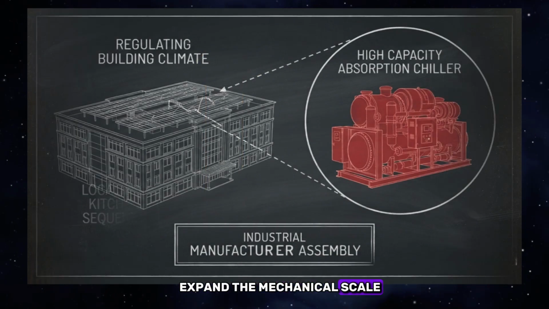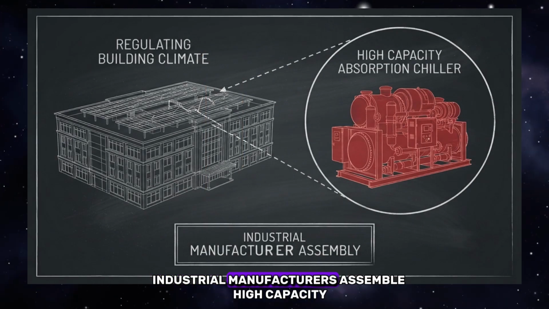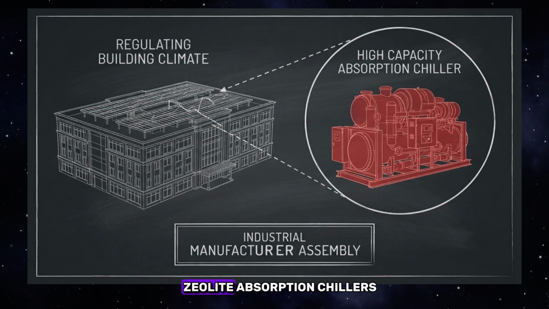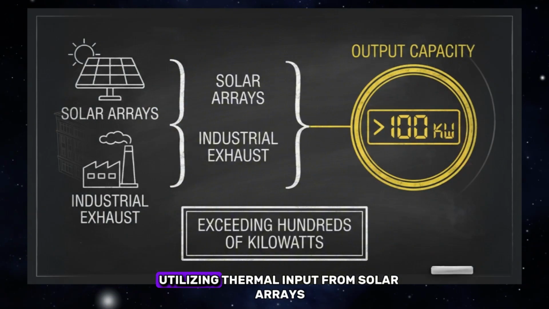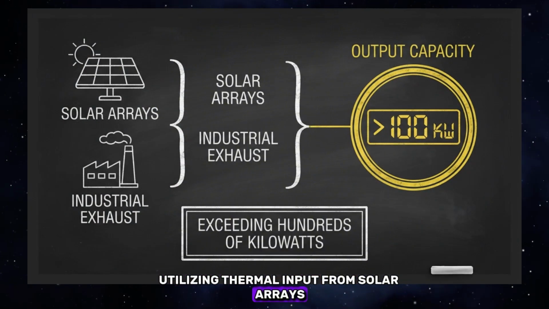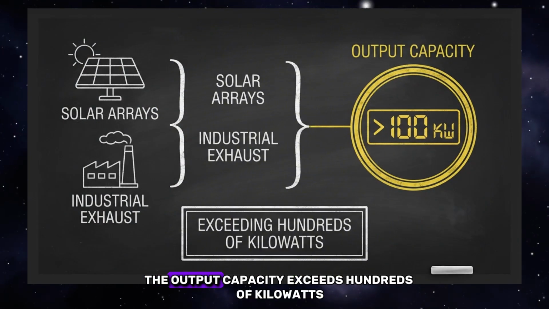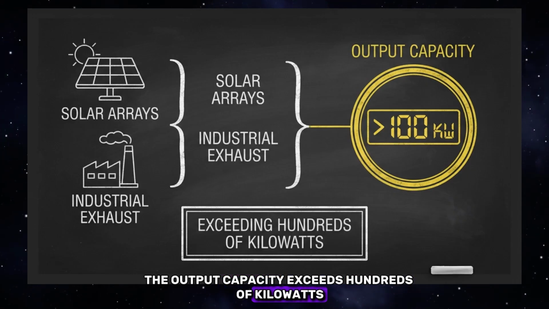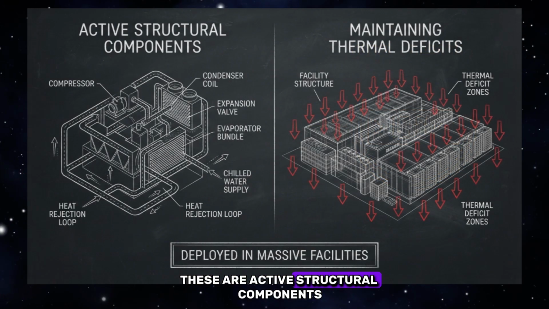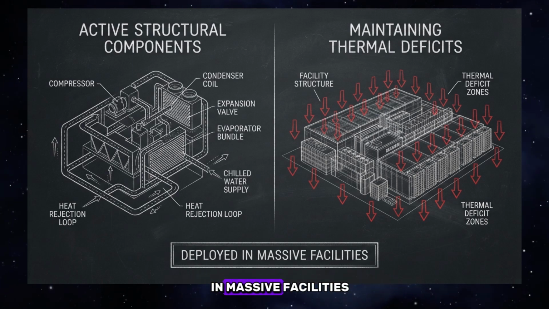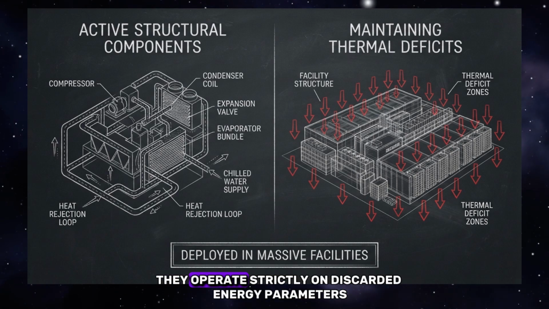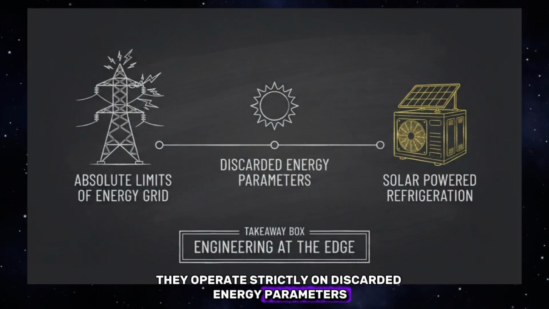Expand the mechanical scale. Industrial manufacturers assemble high-capacity zeolite adsorption chillers. The systems regulate building climate utilizing thermal input from solar arrays or industrial exhaust. The output capacity exceeds hundreds of kilowatts. These are active structural components. They currently maintain thermal deficits in massive facilities. They operate strictly on discarded energy parameters.